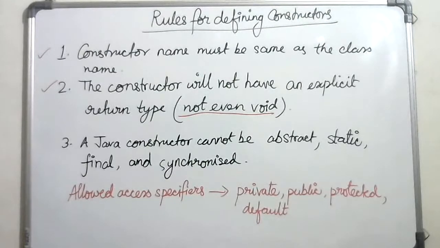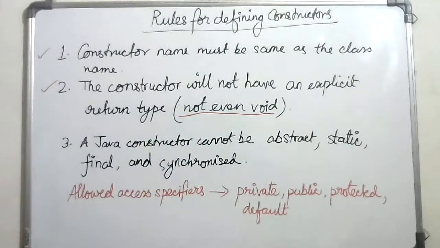But just to let you know, for your knowledge, a Java constructor cannot be abstract, static, final, or synchronized. But the access specifiers that are allowed are private, public, protected, and default. These four are allowed, whereas the top four, abstract, static, final, and synchronized, are not allowed.